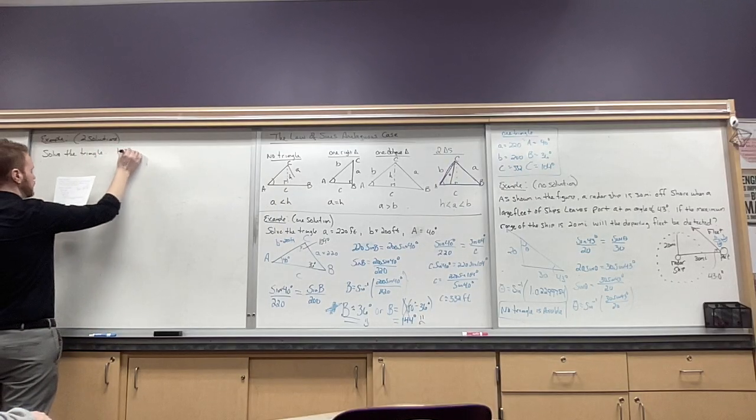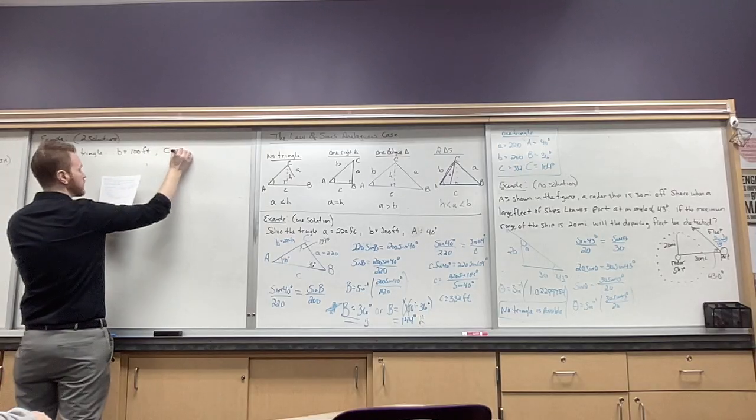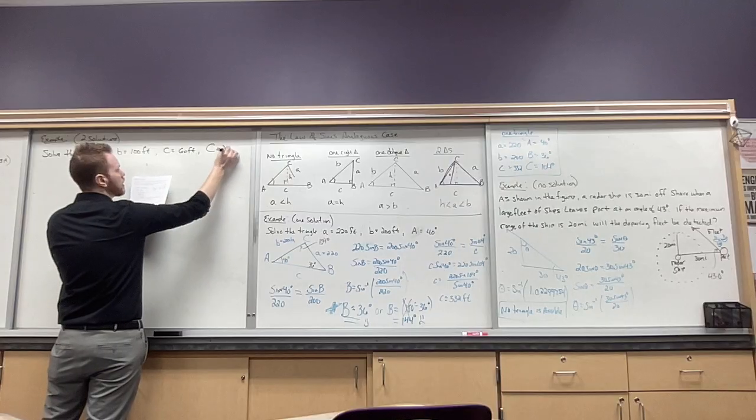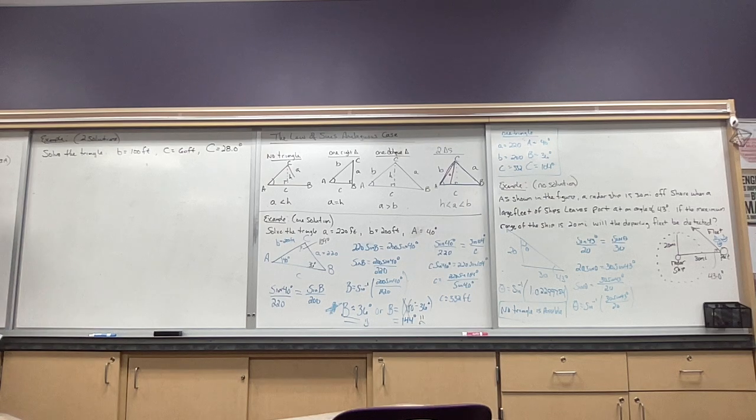And we have B is equal to 100 feet. C is equal to 60 feet. And angle C is 28 degrees. Okay. Again, you want to draw the triangle. Let's just review how you would do that.